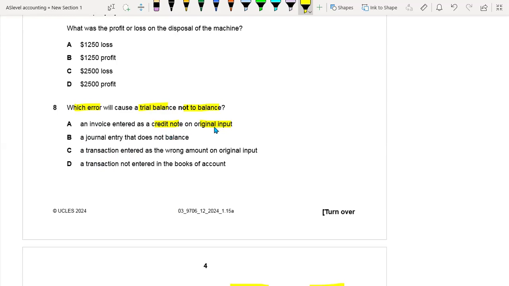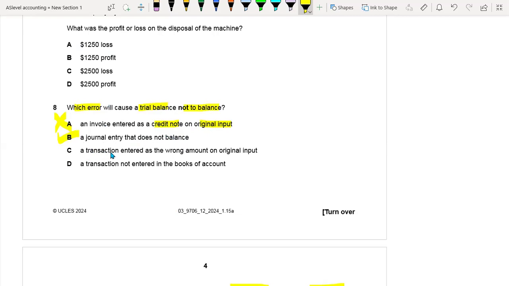So what happened here? This type of error will affect the classification of transactions. It means sales instead of purchases or vice versa. But it will not necessarily cause a trial balance to be unbalanced, as the total debits and credits might still match. So this is not the option. If we talk about B, a journal entry that does not balance means that the total debits do not equal the total credits. So this directly causes the trial balance to be out of balance. So this can be right.